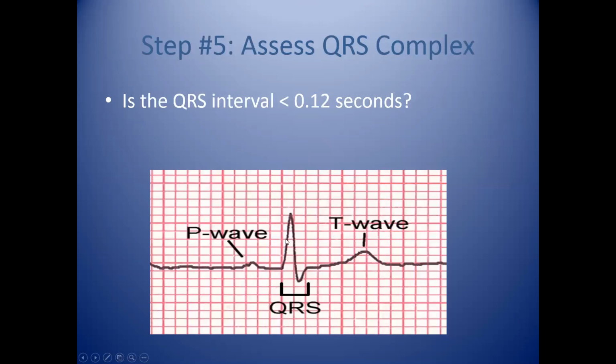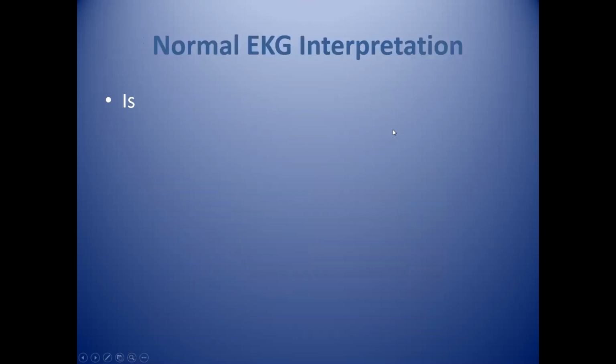And then you want to look at the QRS interval. Is it narrow? Is it 3 little boxes or less? In this case, yes, it's a little over 2 boxes. That is less than 3, so that's normal. So is the QRS interval 3 little boxes or less? And if the answer to that is yes, you have a narrow QRS, and that's normal. It's coming from the atrium.